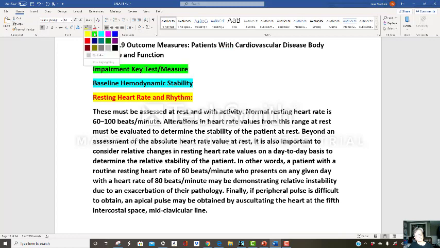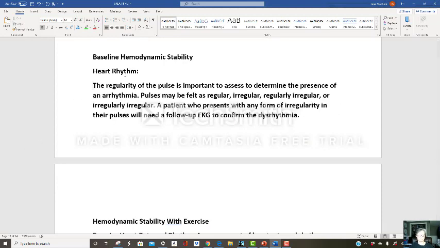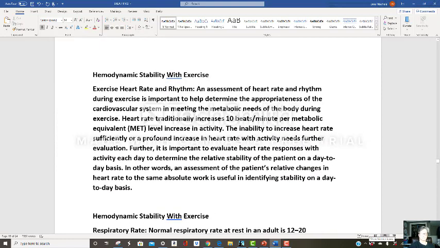Baseline hemodynamic stability, heart rhythm. The regularity of the pulse is important to assess to determine the presence of an arrhythmia. Pulses may be felt as regular, irregular, regularly irregular, or irregularly irregular. A patient who presents with any form of irregularity in their pulses will need a follow-up EKG to confirm the dysrhythmia. Hemodynamic stability with exercise.